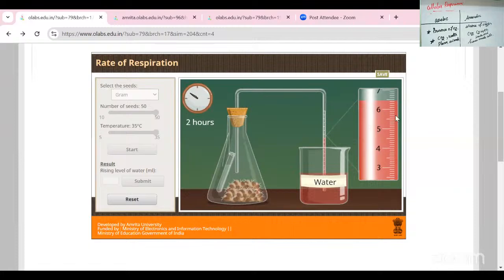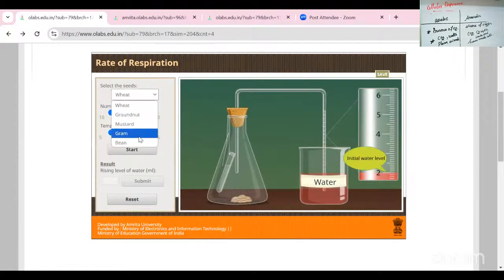The level of the scale is 6.5. It is the highest point compared to these three. So 6.5 less 2 means 4.5 centimeters level is increased. So this is the right answer. Okay.